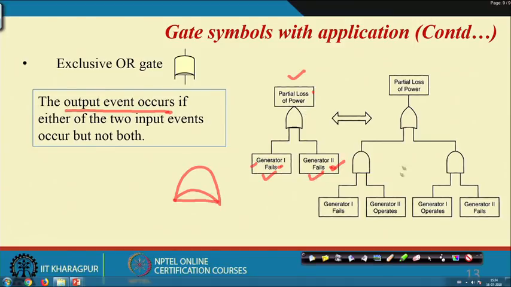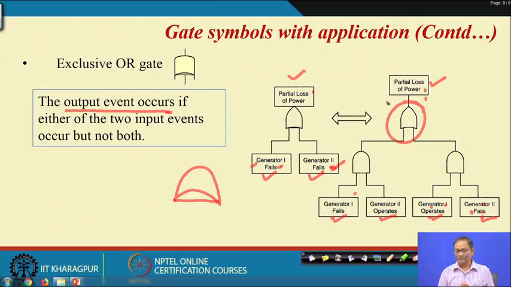It is equivalent to an AND and an OR gate, you see. Partial loss of power is possible when generator 1 fails and generator 2 operates, or generator 1 operates and generator 2 fails. If this condition occurs, that means here no supply of power, here generator 1 operates and generator 2 fails, then if this condition occurs simultaneously, partial loss of power will be there, or if this condition occurs, partial loss of power will be there. As a result, you are putting the OR gate.